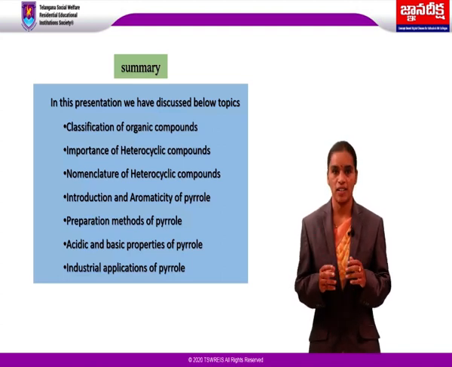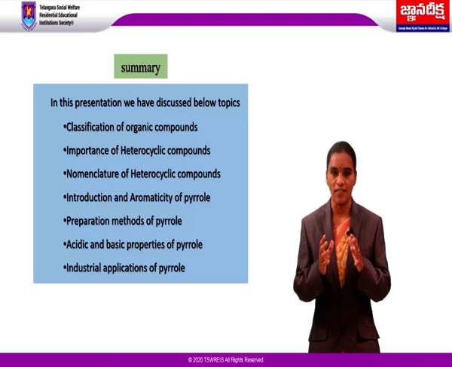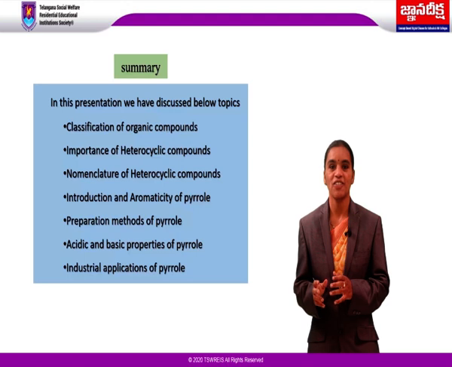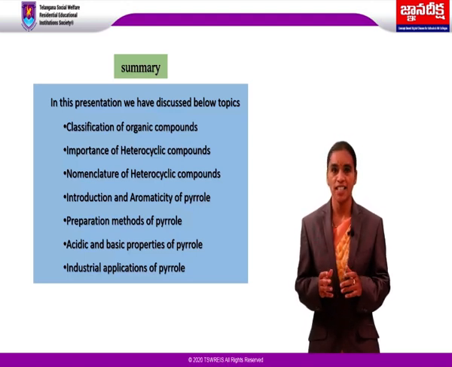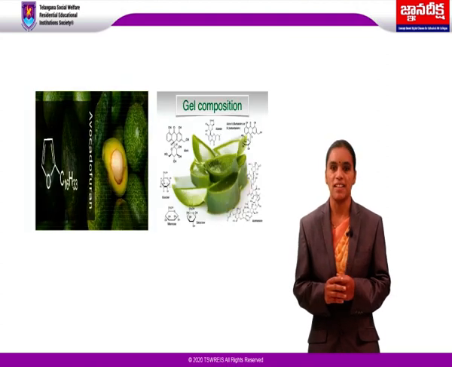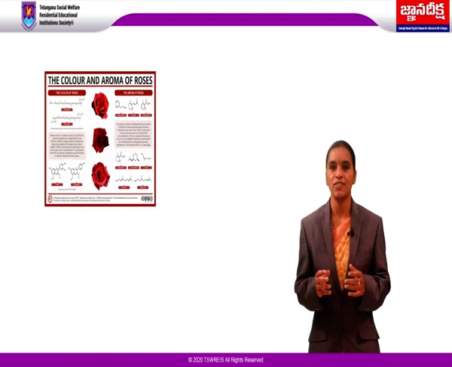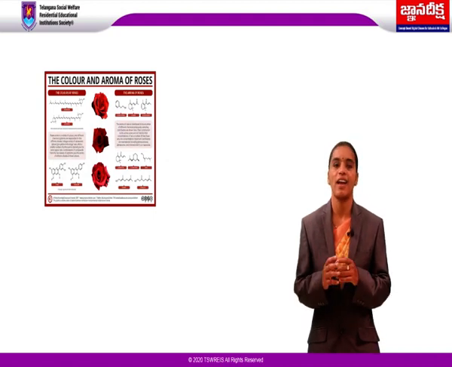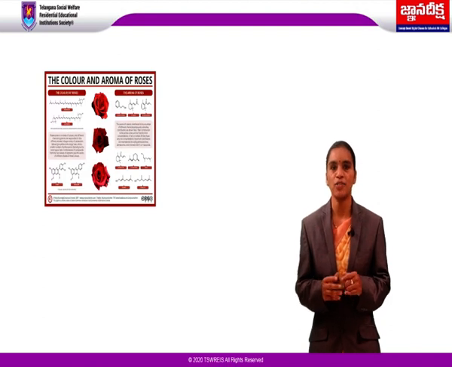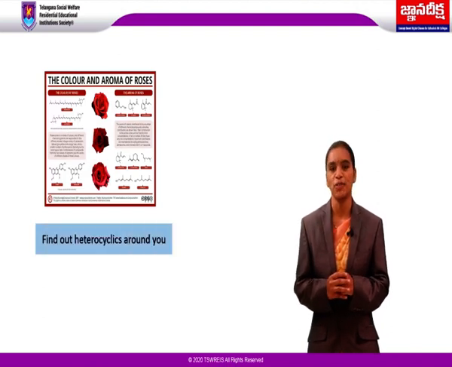So this is what we discussed in our whole session, and now I would like to conclude my session with an assignment. Dear students, while I was searching the chemical composition of some daily life products like avocado, aloe vera gel and rose petals, I was shocked. All of those have heterocyclics in their chemical composition. So, dear students, try to find out the heterocyclics around you.